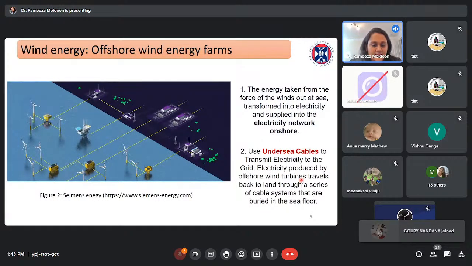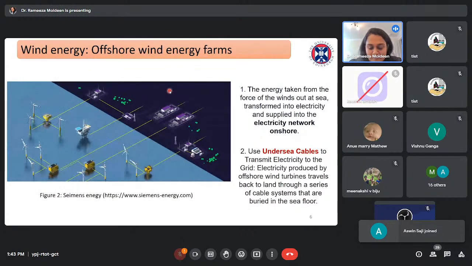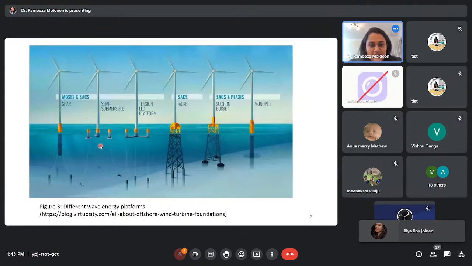And as a civil engineer, I am not very sure about what is happening on the onshore side. But as a civil engineer, we will be concerned about what kind of structures will be constructed offshore for the wind energy farms. So coming to this, we can see this is the wind energy farm. How we will fix it in the water is the main concern.